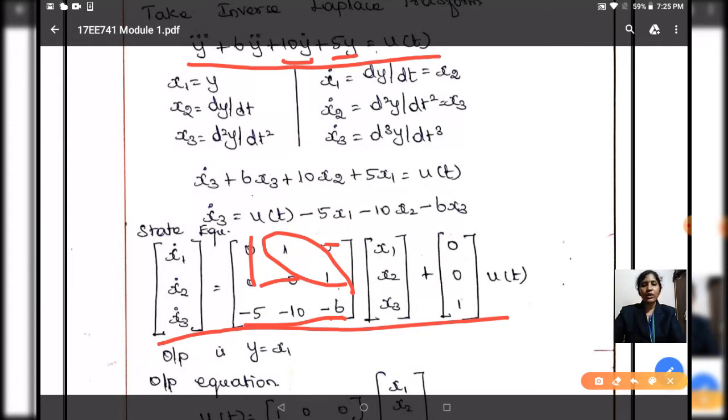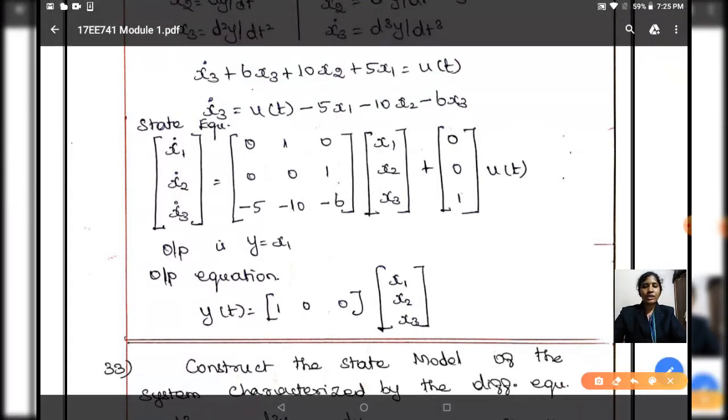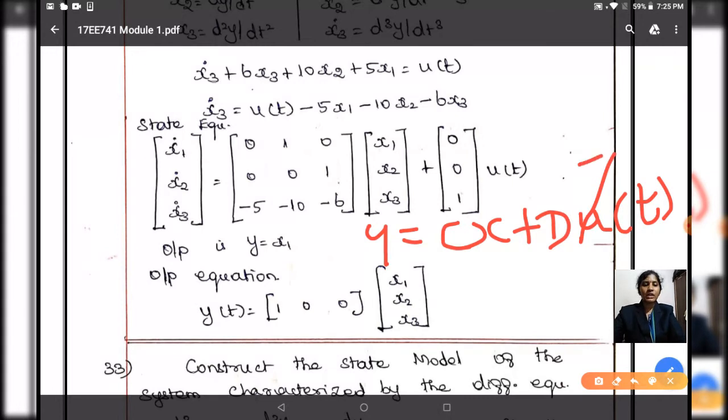So when you see over here it is minus 5, minus 10 and minus 6. So like this you can verify your answers, whether the problem you have solved is right or wrong. Now coming back to the solution of your output equation. Your output equation is y is equal to Cx. Your output equation can be written as y of t is equal to Cx of t plus Du of t. Here the D matrix is going to be 0, whereas the order of your C matrix is going to be 3 cross 1. Sorry.